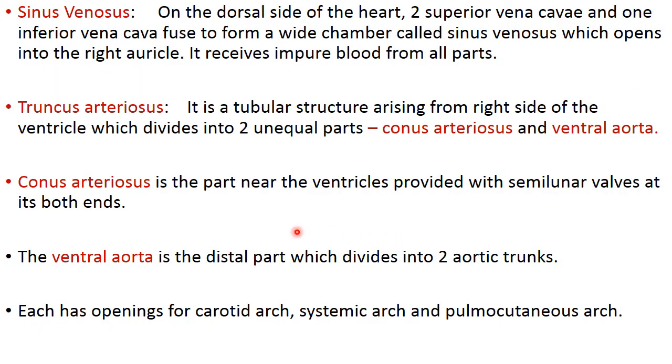So that is what we said here कि sinus venosus कहाँ से होगा? On the dorsal side of the heart कि 2 superior vena cava and 1 inferior vena cava will fuse to form a wide chamber that is called as sinus venosus. और वो कहाँ open करेगा? Into the right auricle. It receives impure blood from all parts of the body of the frog.